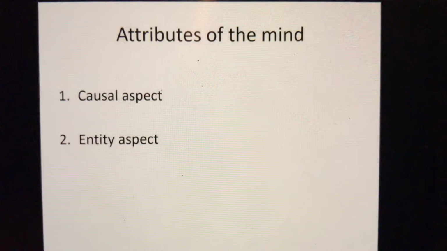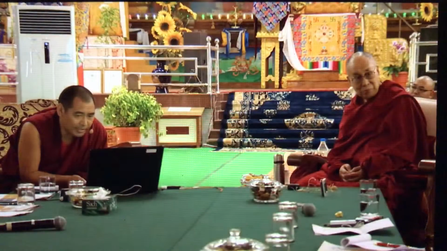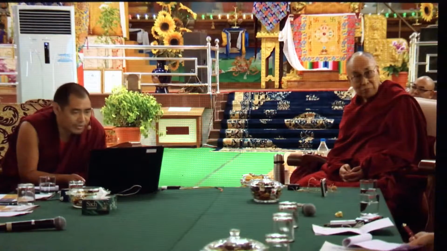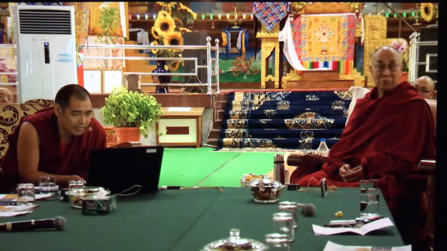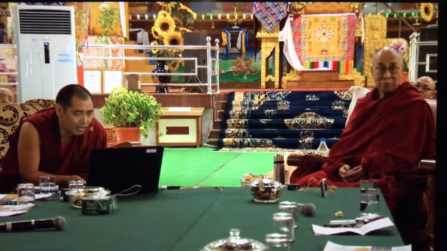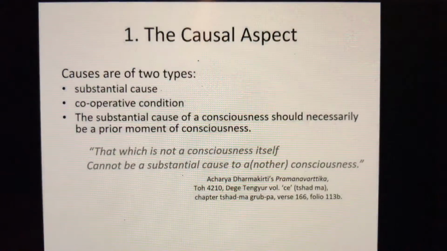To talk about the attributes of the mind, I think it can be talked within three aspects. First, causal aspect. Second, entity aspect. Third, experiential aspect. For the causal aspect, in the previous and past presentations, we have heard about these two causes, which are substantial cause and contributory cause or cooperative cause.